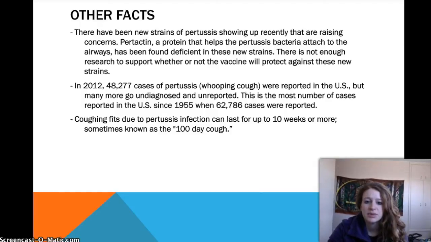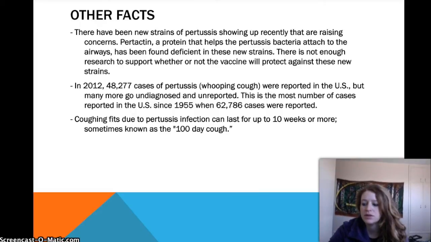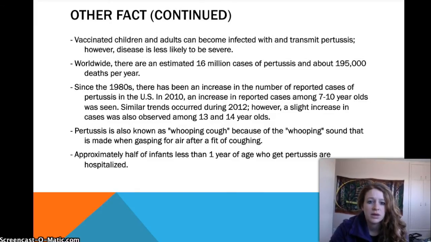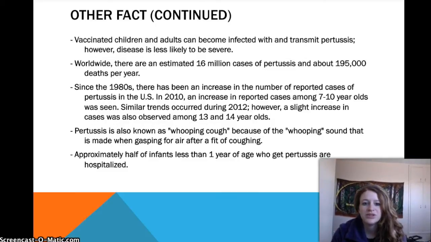Pertussis actually is a pretty prevalent disease these days in the United States. Their numbers are increasing due to people not getting vaccinated. The coughing fits can last up to 10 weeks or more, and it's sometimes called the 100-day cough. Here's some more interesting facts.